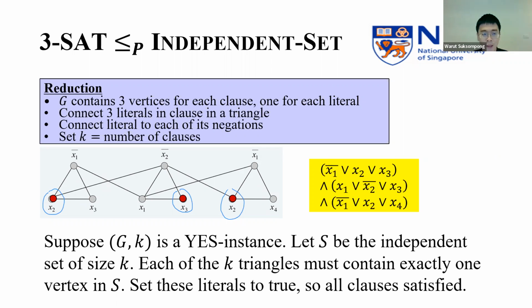We're not going to run into a contradiction in the sense that we try to set x2 to true and also try to set x2 bar to true. That will never happen because if we try to do that, then these two vertices must be connected by an edge, and the set of vertices that we've chosen would not be an independent set. So we'll never run into a contradiction when we try to set the values of these variables to true or false. Okay, so that's the reduction from 3SAT to independent set. Any questions about this reduction?